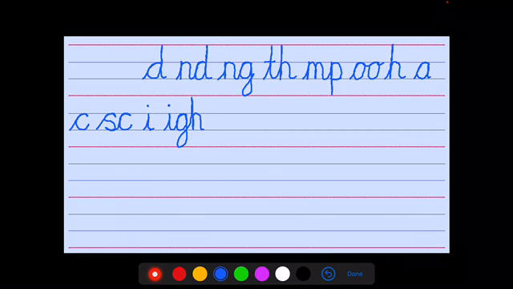P. P is P. S. S is S and double S. I. I is I. Sp. Sp is S, P.